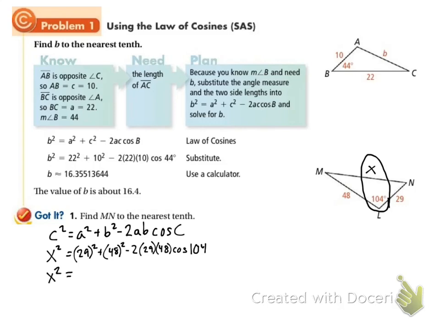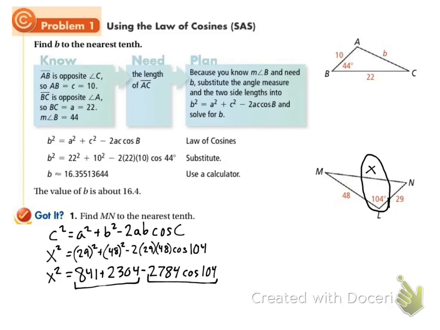29 squared gives us 841. 48 squared gives us 2,304. Minus, and then I need 2 times 29 times 48, which gives us 2,784. And I'm not going to combine my cosine yet, okay? I'm just going to leave that. Now I'm going to combine these two numbers. I'm going to leave that subtraction sign between them and combine these numbers, okay?